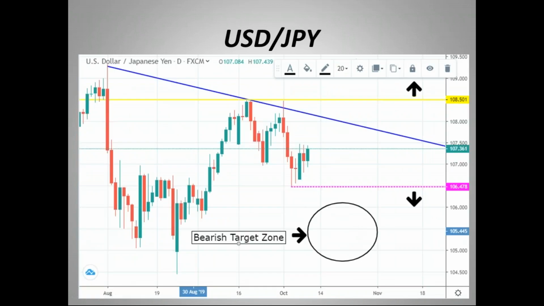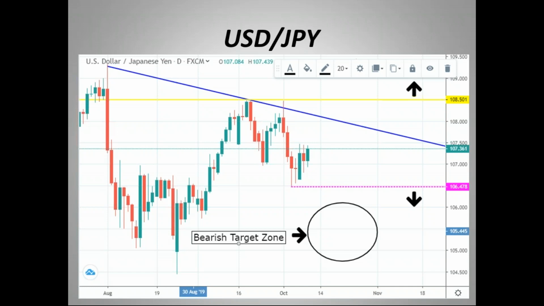So real quick, let's look at the other side of the world than the European sector. And here, let's look at the US dollar yen. So the US dollar yen has a bearish target zone set, which would coincide with our US dollar Swiss starting to make a turn.